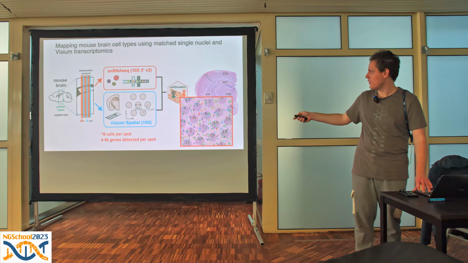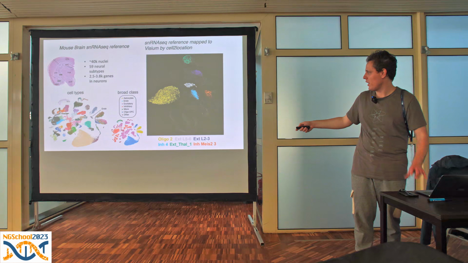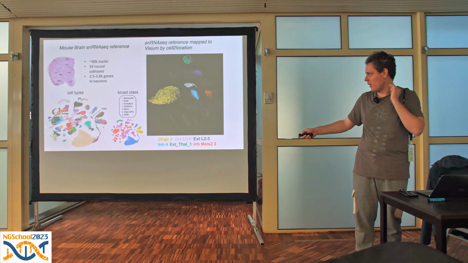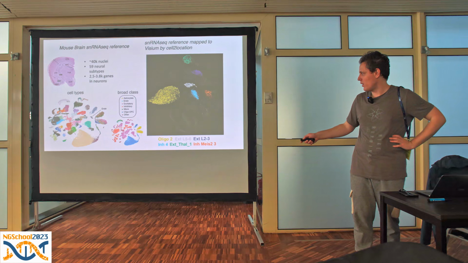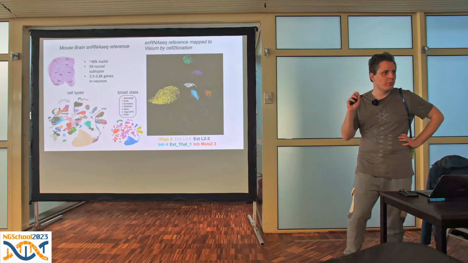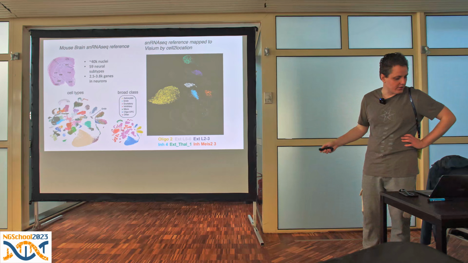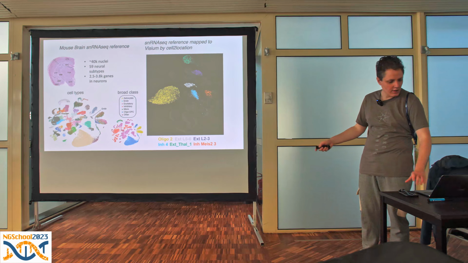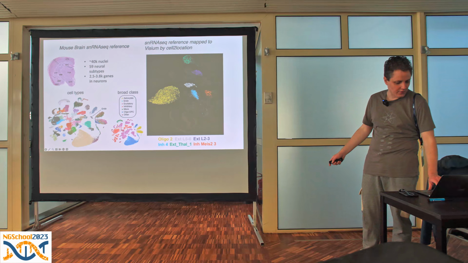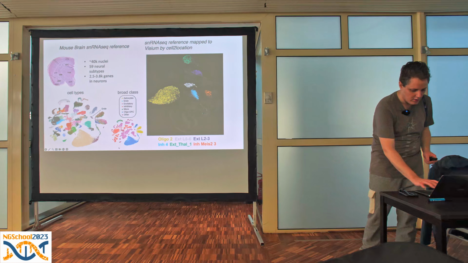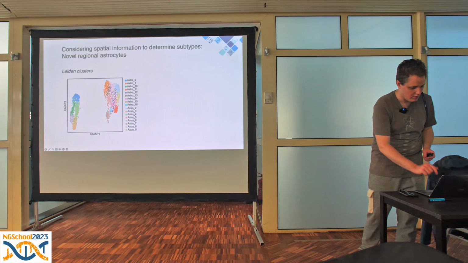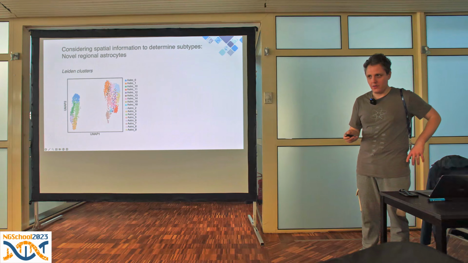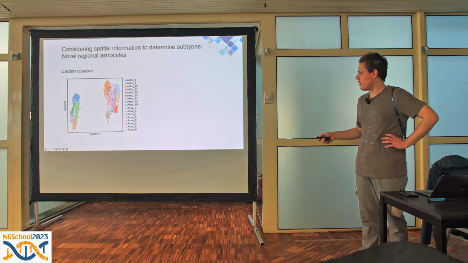So we have single cell reference, we have Visium data, and we can annotate the single cell reference at a reasonable amount of granularity for neuronal populations in these two colors, oligodendrocyte populations, microglia. We tried to annotate them at a reasonable level, but not super fine-grained. Whereas with astrocytes, what we did is we isolated the astrocyte cluster, we integrated it using the established workflows, and we did high granularity clustering of the astrocyte populations.